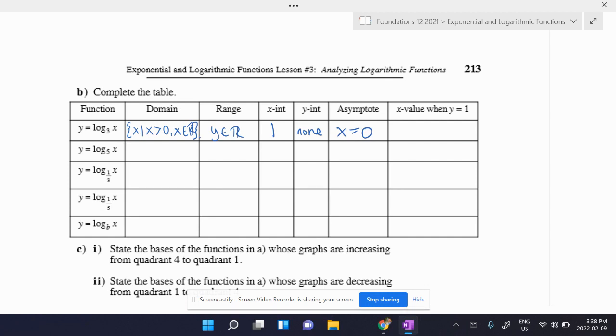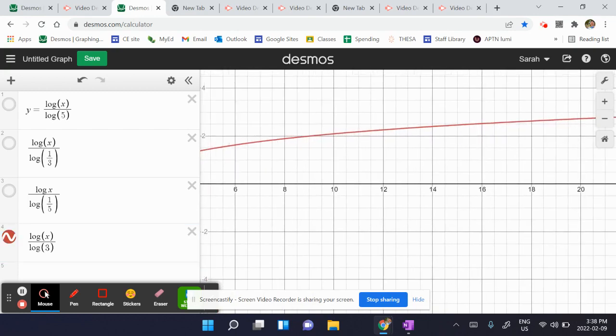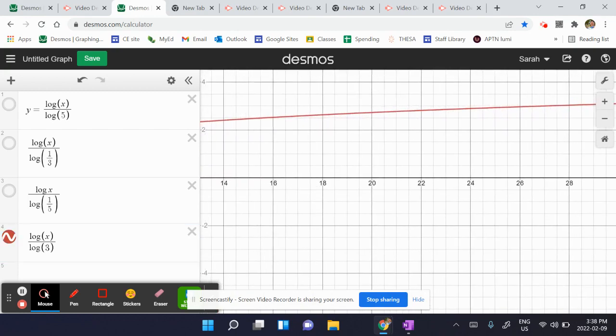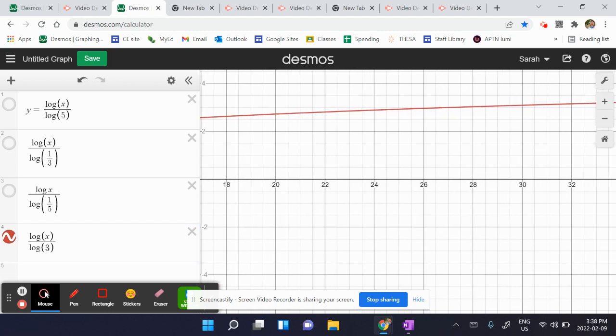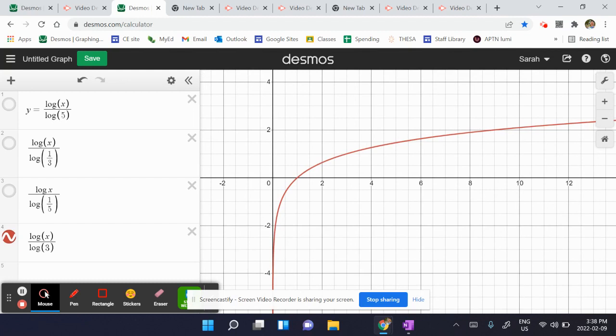And your x value when y is equal to 3, let's see here. Oh, my goodness. When x is equal to 3, y is equal to 1. I did that backwards, didn't I?